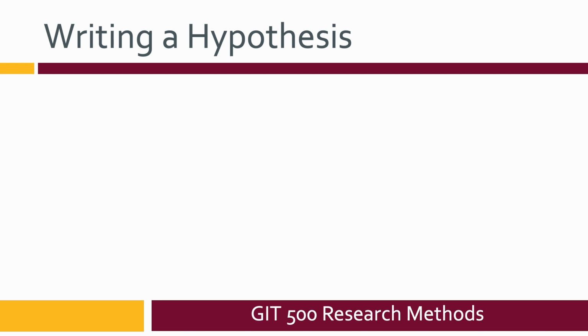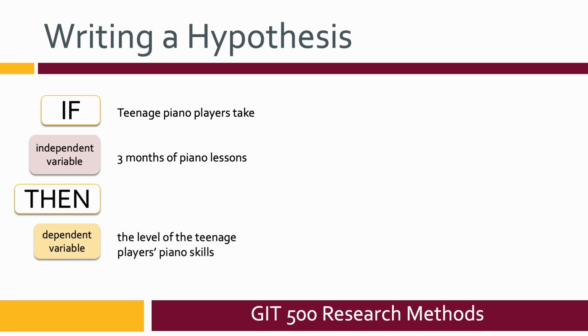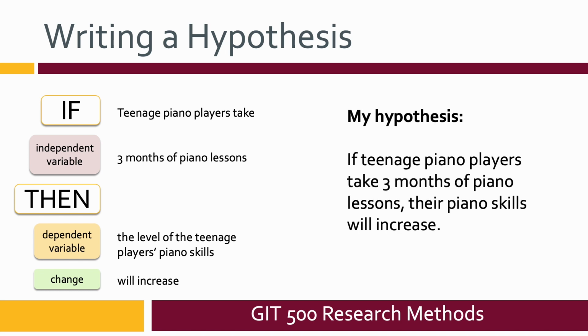If we break my hypothesis about teenage piano players down, this is how it would look. If teenage piano players take 3 months of piano lessons, so I'm even more specific with my independent variable now, then the level of the teenage player piano skills, that's the dependent variable, that's what we wanted to see if we could affect, will change, will increase. So that's my theory. My hypothesis is if teenage piano players take 3 months of piano lessons, their piano skills will increase.